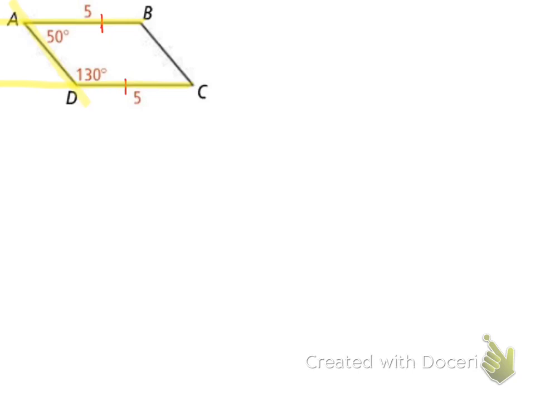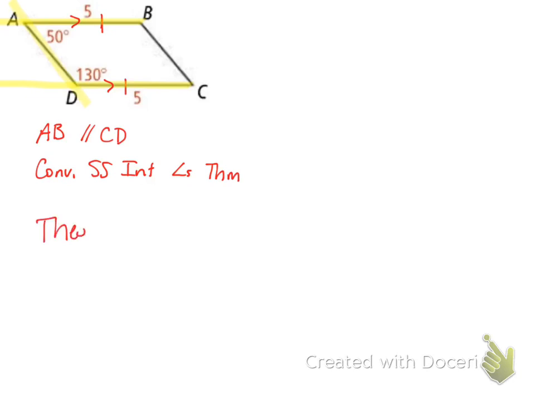So I can say that the top and the bottom, AB, is parallel to CD by converse of same side interior angles theorem. So I know that the top and the bottom are parallel, and they're equal because they're both 5. And so by theorem 612, I know that my shape is a parallelogram.